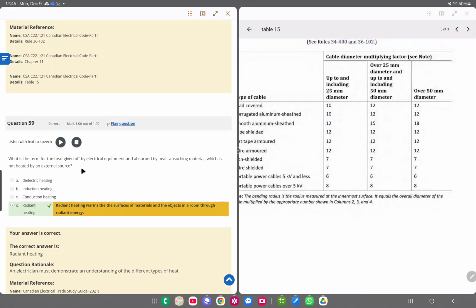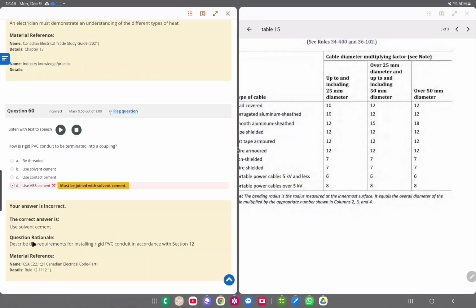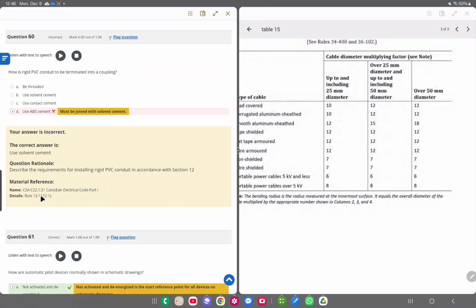What is the term for the heat given off by electrical equipment and absorbed by heat absorbing material which is not heated by an external source? This is radiant heating. How is rigid PVC conduit to be terminated into a coupling? This is going to use solvent cement. And this can be discovered in Rule 12. I guess if you look up rigid PVC.